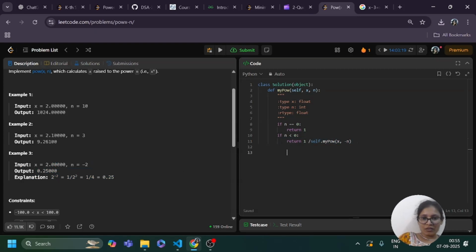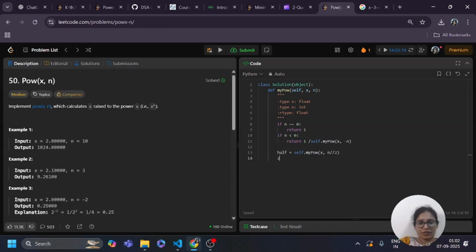Okay, and after that I need to write half equals self dot myPow. So here you can see half equals self dot myPow, this is the function, and x comma n by 2. So it means we are going to handle the half number. Okay, so if we have a half of x equals x by 2.